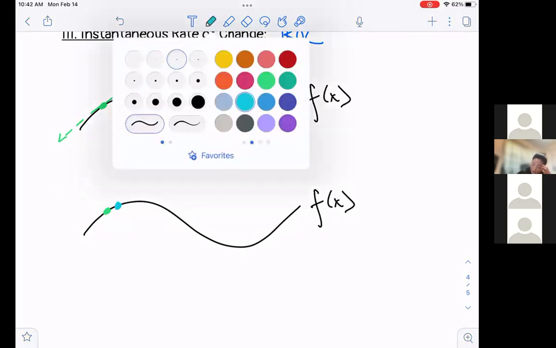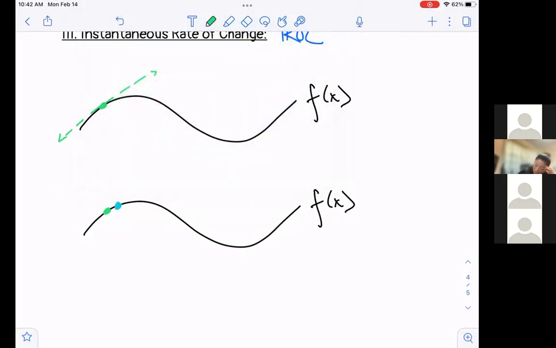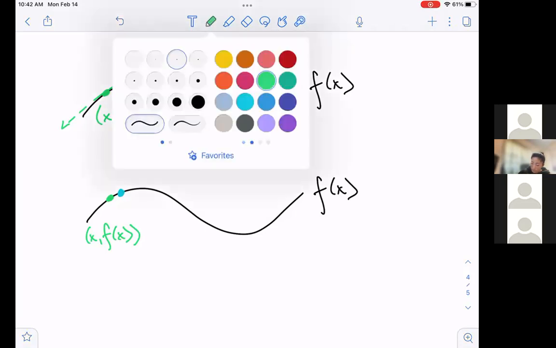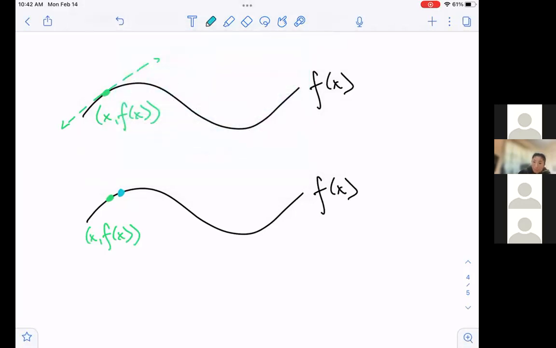Let's say that this green point I just called x comma f of x. Okay? And I'm going to call that same point x comma f of x. Now, I'm going to be really clever about how I get to the blue point. To get to the blue point, I'm going to say x plus some value we're going to call h.